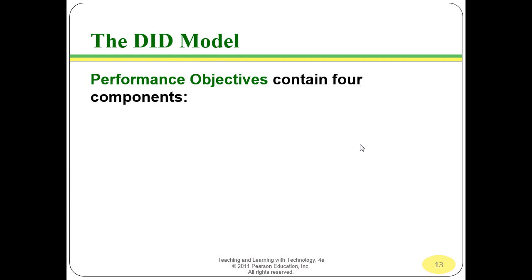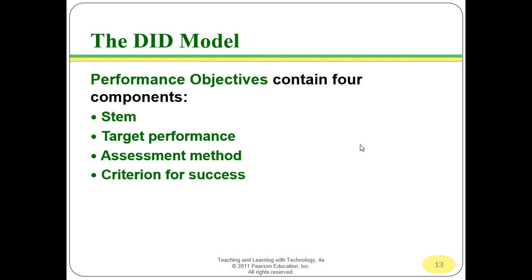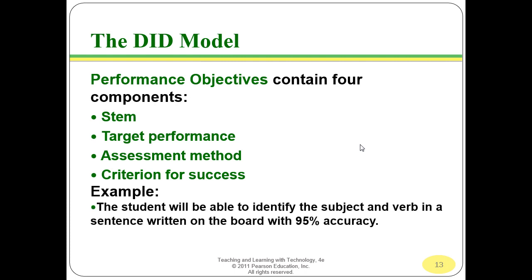Now, our performance objectives ought to have 4 components: the stem, the target performance that we're looking for, how we're going to assess them, and then the criteria for success. For example, the student will be able to identify the subject and verb in a sentence written on the board with 95% accuracy. So, what's going on here? Well, evidently we must be having an English lesson because we're talking about subjects and verbs.